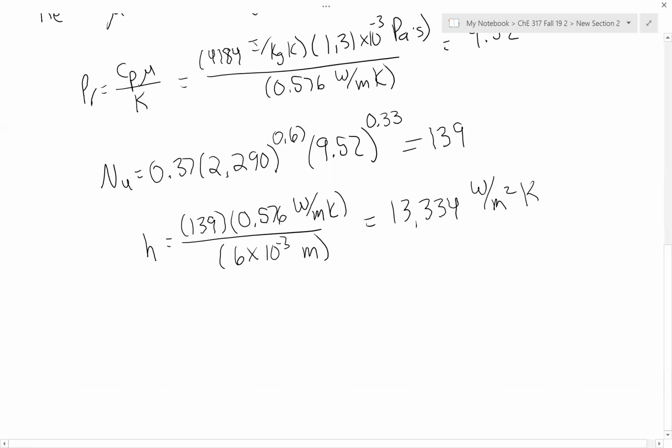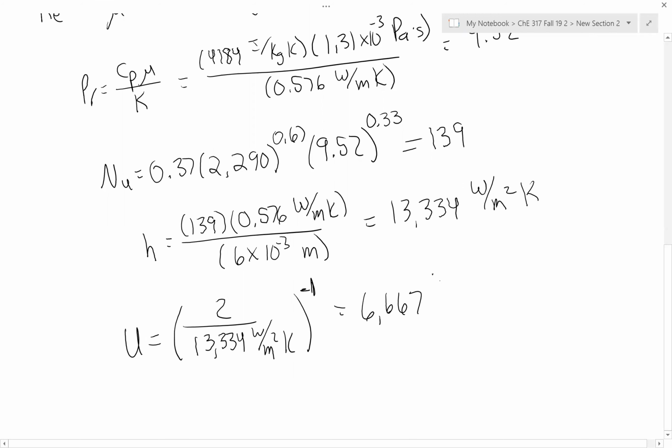With this, I can now find our overall heat transfer coefficient as simply 2 over 13,334 watts per meter squared Kelvin, to the inverse, or essentially half that. So my overall heat transfer coefficient is approximately 6,700 watts per meter squared Kelvin.